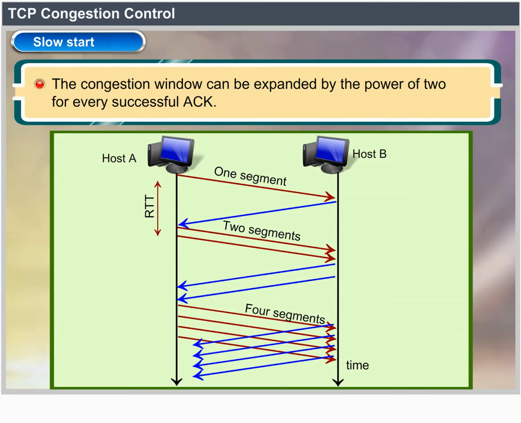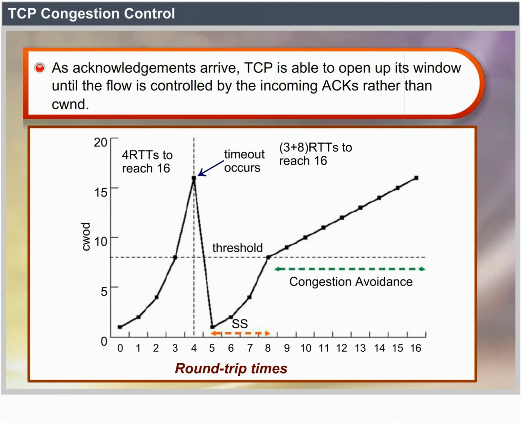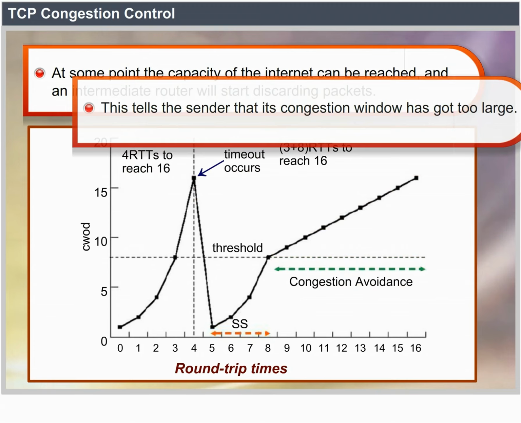In effect, the slow start mechanism probes the internet to make sure that it is not sending too many segments into an already congested environment. As acknowledgements arrive, TCP is able to open up its window until the flow is controlled by the incoming ACKs rather than CWND. At some point, the capacity of the internet can be reached and an intermediate router will start discarding packets. This tells the sender that its congestion window has gotten too large.